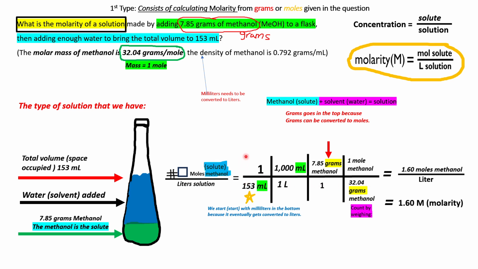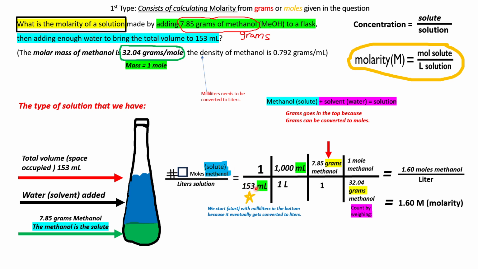If we were to write milliliters here in the top, then my units would have to match with the units diagonal to it. So it would be milliliters, milliliters, and then liters. That wouldn't make any sense, because we're not looking for liters to be in the top. We're looking for liters to be somewhere in the bottom. So this is our starting point, and I got the 153 milliliters from here.